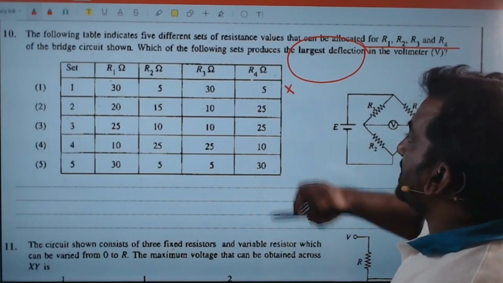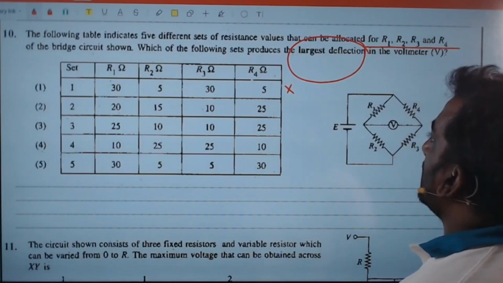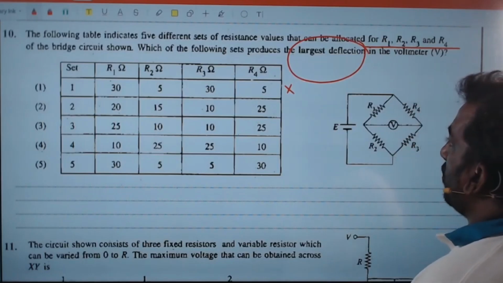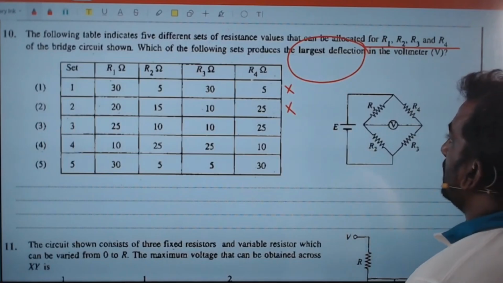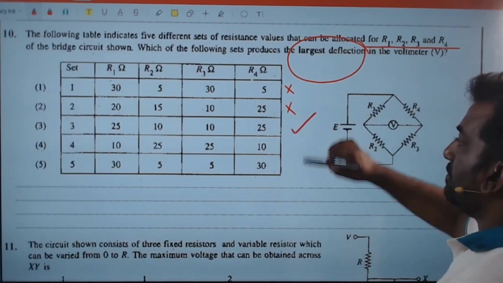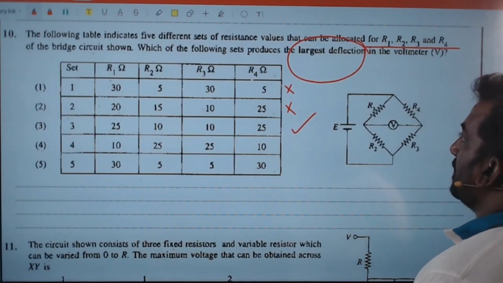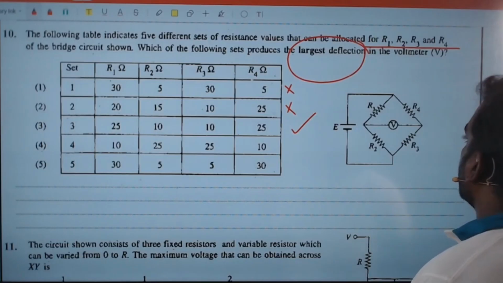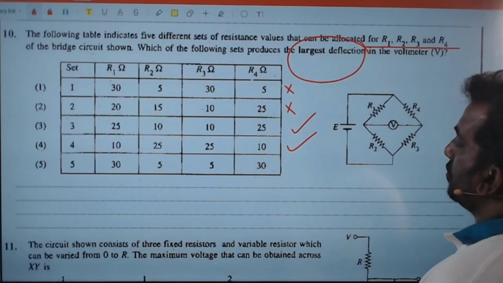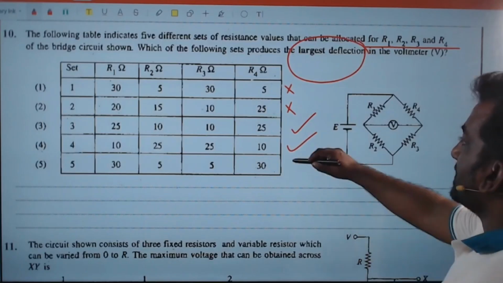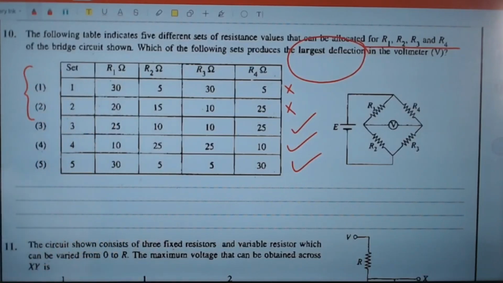First one is also not a Wheatstone bridge. R1 over R2, 4 over 3, 5 over 2, not equal. R1 over R2, 5 over 2, R4 over R3, 5 over 2, Wheatstone bridge. R1 over R2, 2 over 5, R4 over R3, 2 over 5, Wheatstone bridge. R1 over R2, 6, R4, Wheatstone bridge. Right. So our answers will lie in these two.